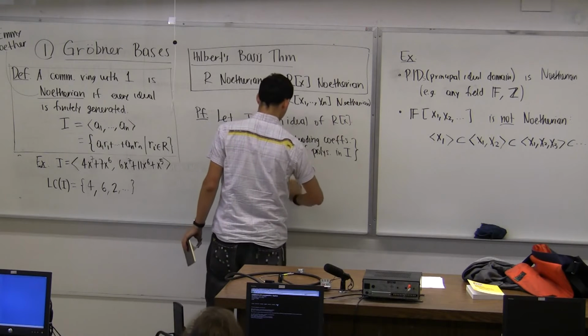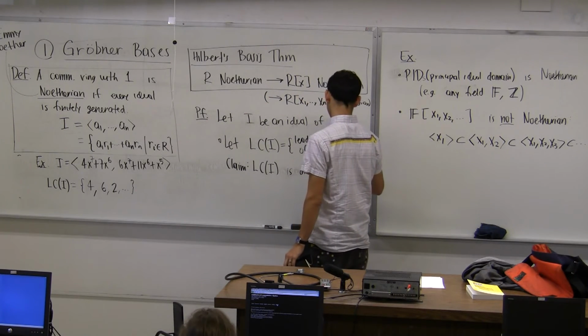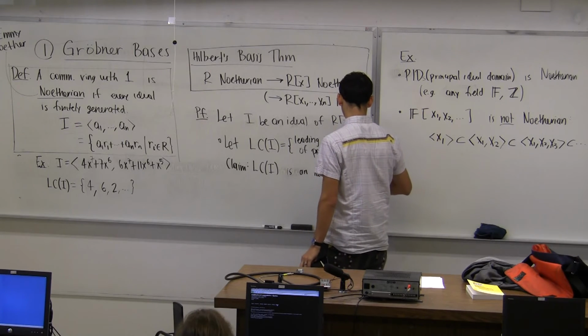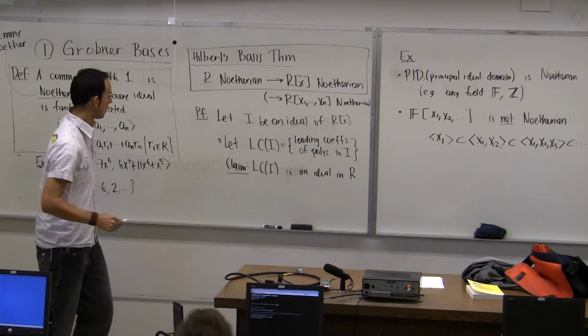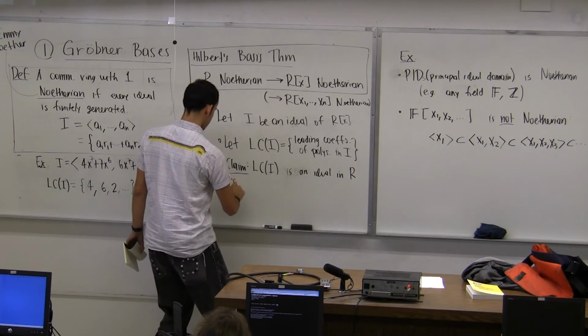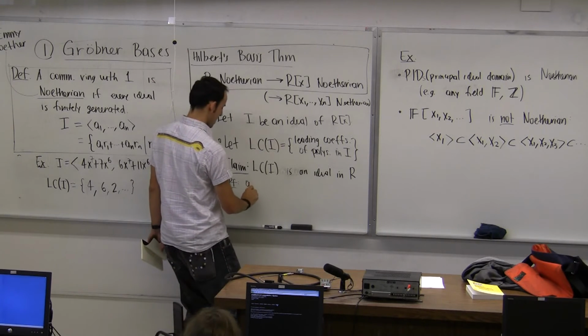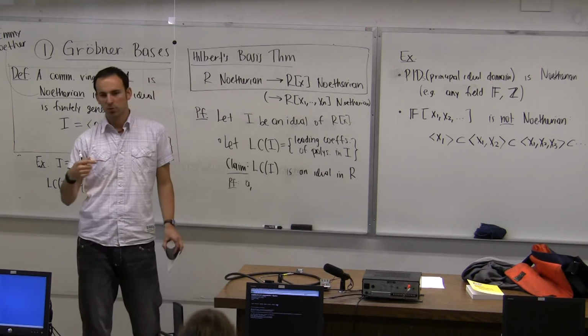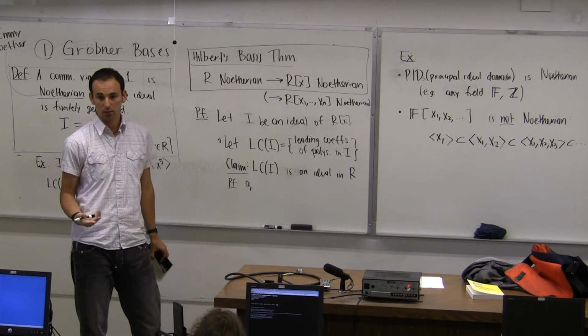This is an ideal in R. Okay. Why is this true? Well, I don't know, let's say that we have to check two things. We have to check that it's a subring, and we have to check that it's an ideal.